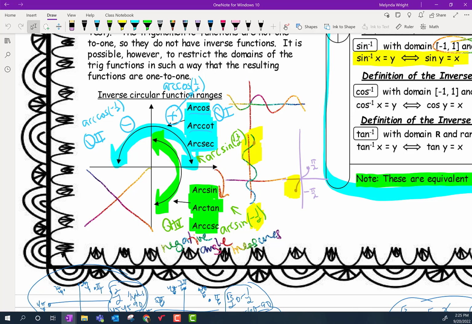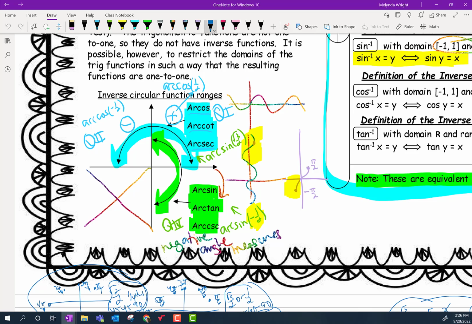So we talked about arc cosine, arc cosecant, and arc secant being in the first and second quadrant, positive in the first quadrant, negative in the second quadrant. We talked about arc sine, arc tangent, and arc cosecant being in the first and fourth quadrant. We also talked about how you have to go backwards to get into the fourth quadrant. You can't rotate through the third quadrant. So we talked about that.